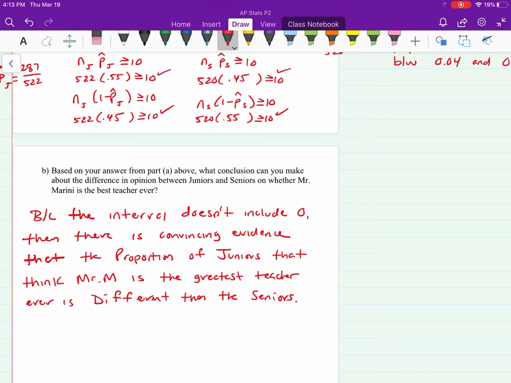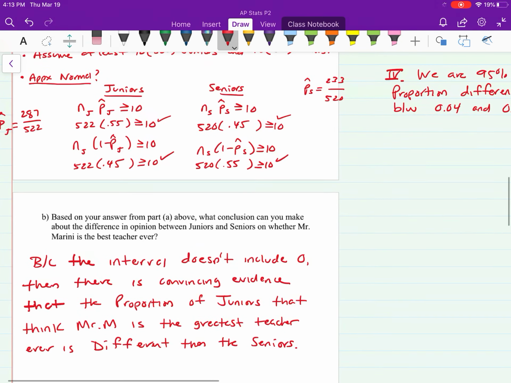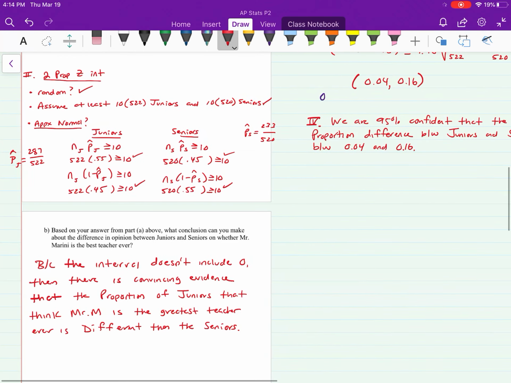So because 0 is not in that confidence interval, 0 is not a plausible value. That means that there is evidence that the two proportions, juniors and seniors, are different. If 0 was in that confidence interval, then there is a possibility that the difference is 0, meaning that there might not be a difference in the proportion. But since 0, again, is not in that interval, there's evidence that the two proportions are different. And I can explain that further in the Google Hangouts if you guys have questions on that.